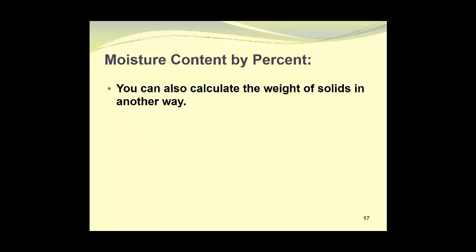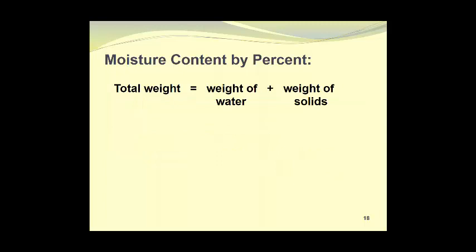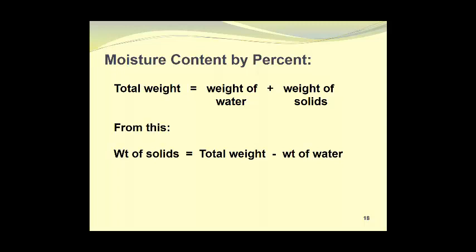You can also calculate the weight of solids in another way. You need to remember the relationship that the total weight is equal to the weight of the water plus the weight of the solids. So we'll rewrite this at the top of the slide, and from this we will derive the relationship that the weight of solids will be equal to the total weight minus the weight of the water, and that's 650 grams total minus 565.5 grams of water, which leaves us with 84.5 grams of solids, and that agrees with the answer obtained from the other method.